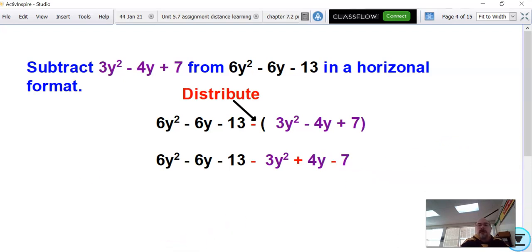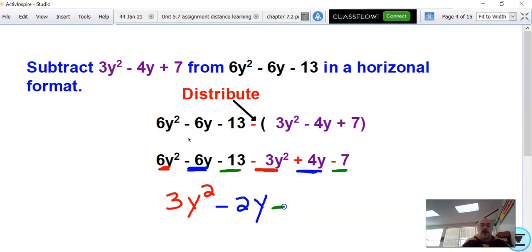All right, combining like terms, so the 6y squared and the minus 3y squared, that becomes, let's see, 3y squared. And then we're going to combine the minus 6y and the 4y. Okay, well, that's going to be a minus 2y. And then put the constants together, negative 13 and negative 7, that would be minus 20. All right, pretty straightforward, nothing really new there at all.